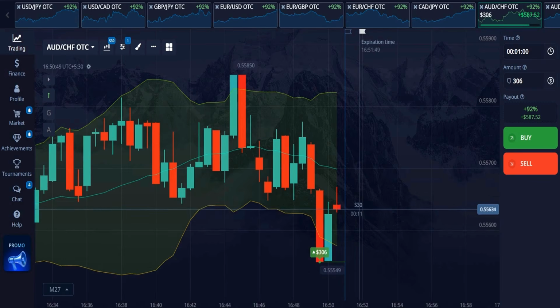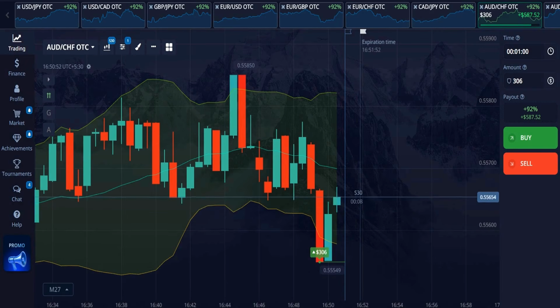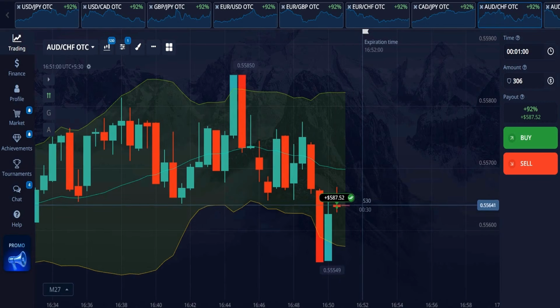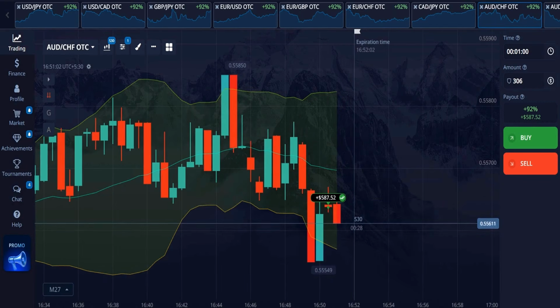Remember, OTC pairs behave differently. Some reverse instantly, others take 0.5 seconds more. Always test on demo before going live. And never overtrade. 2 clean wins are better than 10 random entries.